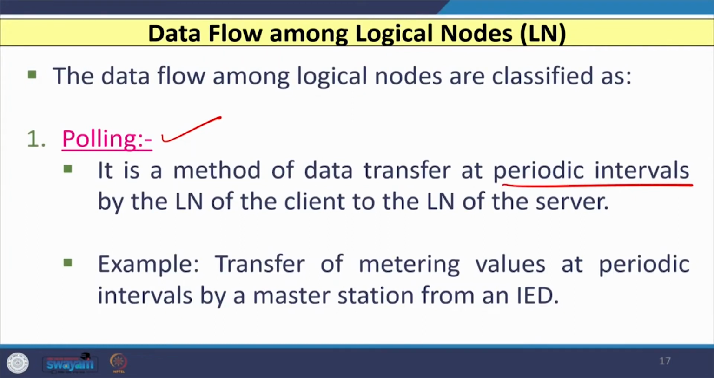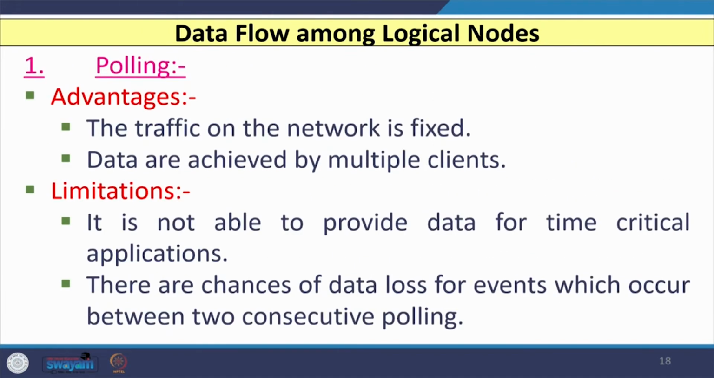An example of this polling type of data transfer is the transfer of metering values at periodic intervals by the master station from the IED. So, when we want to acquire and transfer metering values, then the polling method can be used. However, the polling method has several advantages and disadvantages. So, let us see what the advantages of the polling method are. The first advantage is that the traffic on this network is fixed, since we are transferring only metering values.